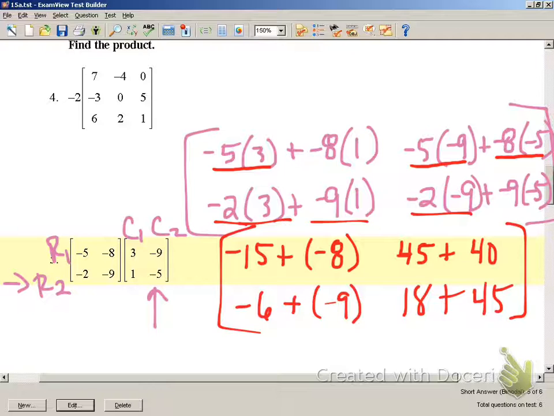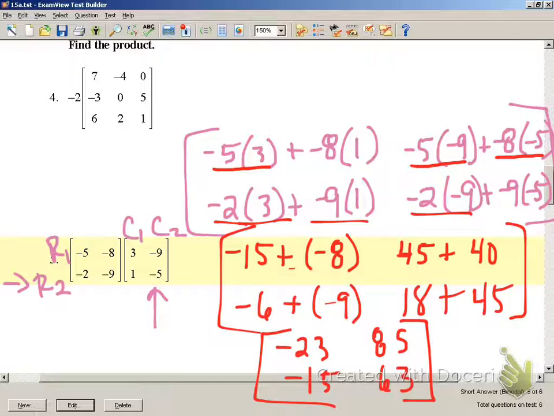Now I perform those operations. I know that I'm showing a lot of steps. Now complete it. Negative 15 plus a negative 8 is negative 23. 45 plus 40 is 85. Negative 6 and negative 9 is negative 15. And 18 plus 45 gives us 63. That is our new matrix. That is our solution when we multiply those two together.